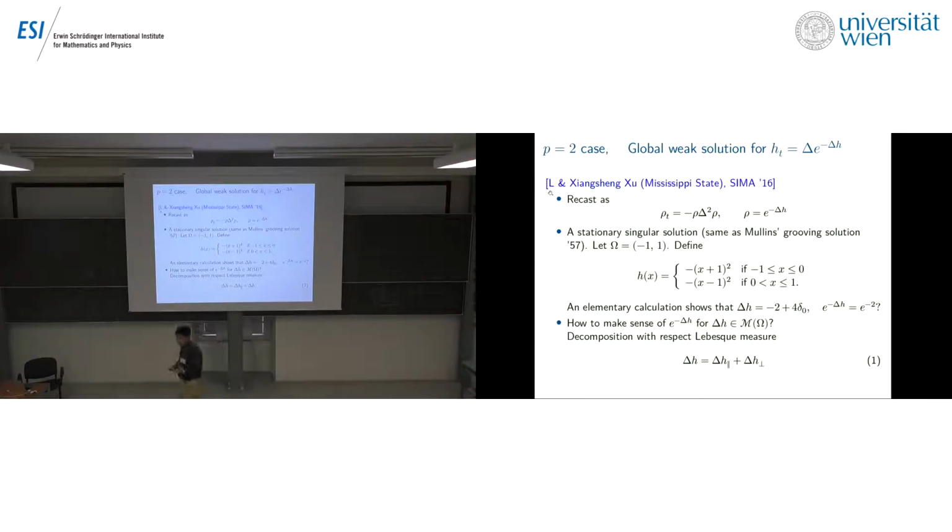Since we try to do estimates and nothing works, we look at the worst scenario and found a singular stationary solution, given by a very simple polynomial with a cusp, with an angle. Later on, we found out that this particular solution is exactly the solution of Mullins in '57, Herring's solution. This solution tells us, writing it as a singular solution in the sense that the Laplacian of this h involves a delta function.